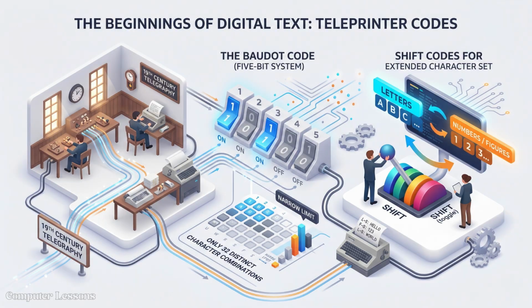The history of digital text begins with teleprinter codes used in the 19th century for telegraph communication. The Baudot code utilized a 5-bit system providing only 32 distinct character combinations. This narrow limit forced operators to use shift codes to toggle between letters and numbers.